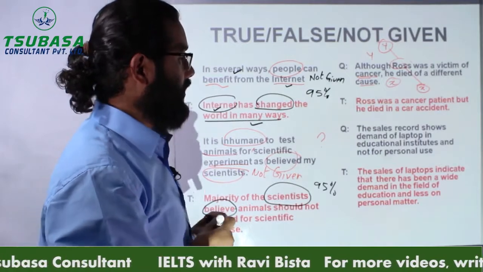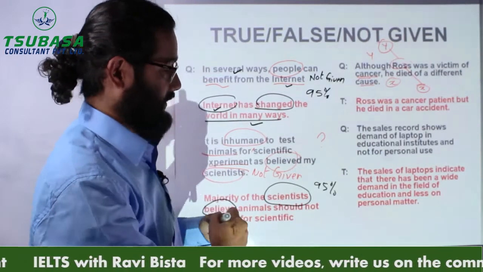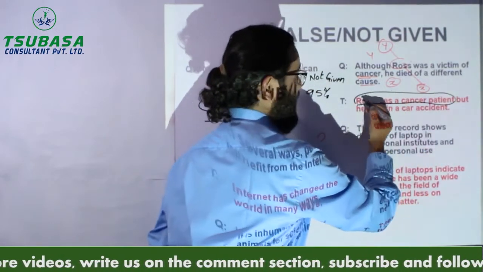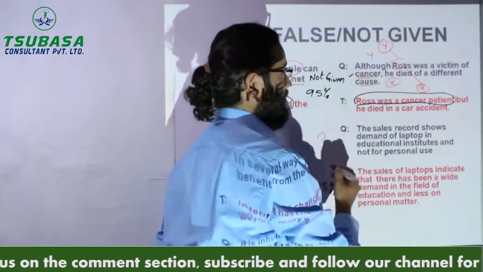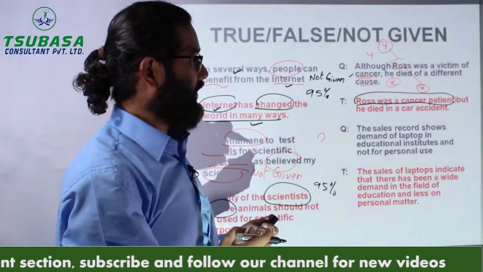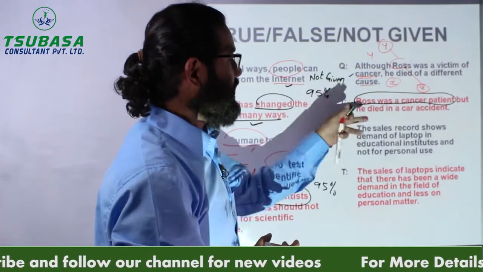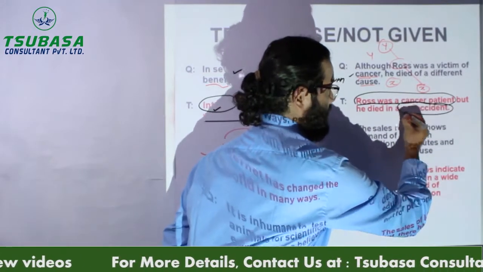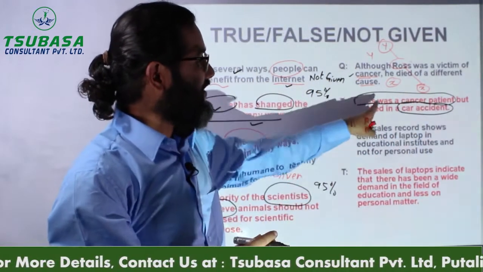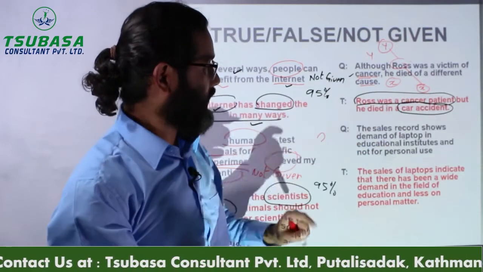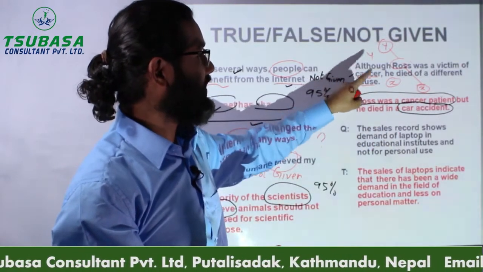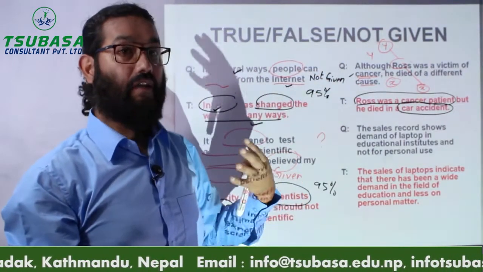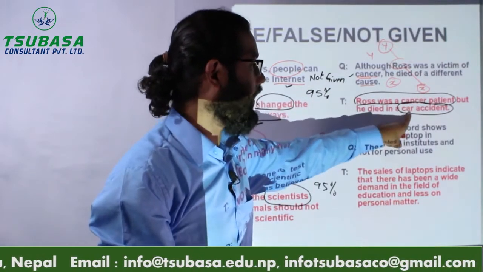It says here, Ross was a cancer patient. Yes, this is matchable. Ross was a cancer patient is the same as Ross was a victim of cancer. It's similar. But he died in a car accident. So how did Ross die? It says car accident. Which means he did not die of cancer, he died of a car accident. Now here it says, although Ross was a victim of cancer, he died of a different cause. This is actually trying to say he didn't die of cancer, but of another cause. So what is the other cause? Car accident.